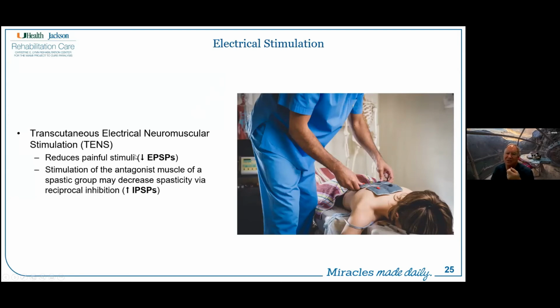Electrical stimulation can work in a couple of ways. If it reduces painful stimuli, I have a whole separate lecture on the use of functional electrical stimulation and TENS, transcutaneous electrical neuromuscular stimulation. We know that that can be used as white noise, essentially, to block pain. So the gate theory of pain basically is going to decrease the excitatory postsynaptic potentials and therefore decrease spasticity. It's also possible that when used in the antagonist muscles, you could actually increase IPSPs to the agonist muscle.